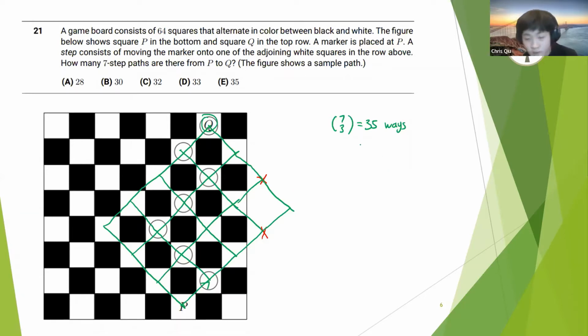So, I have a question. So why 7 choose 3? So yeah.